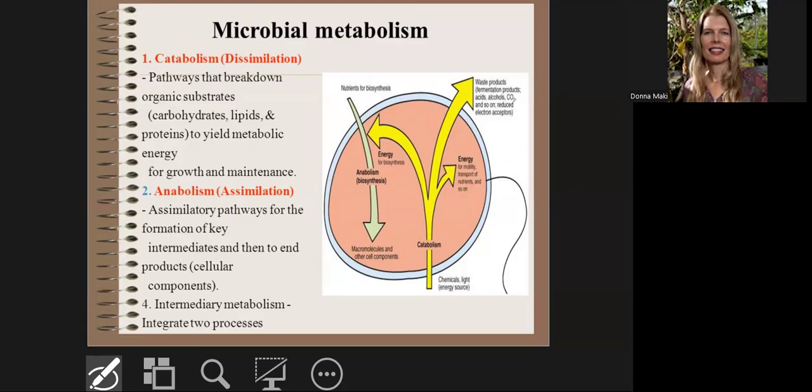ATP is not stored up very well in cells. It gets made, it gets used, it gets made, it gets used. And so they constantly need to bring in nutrients, break them down in those physiological pathways and get their ATP. So the metabolic energy is that idea, the ATP.